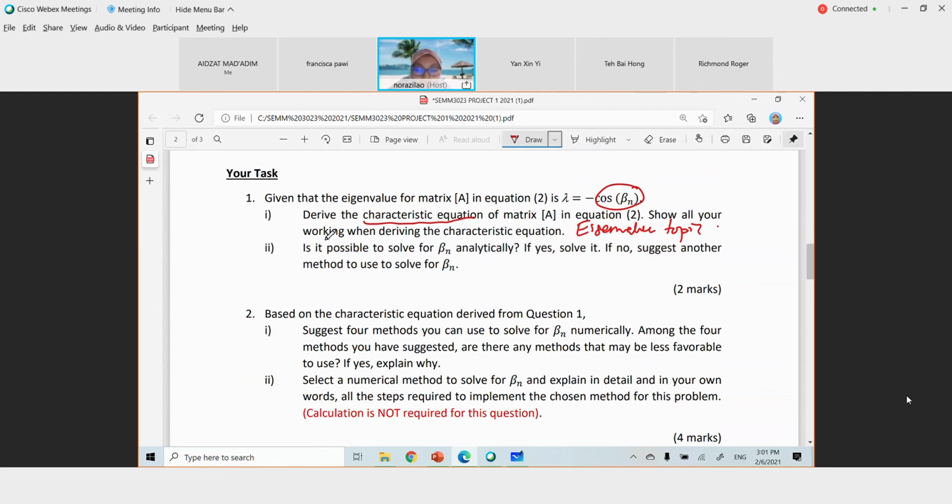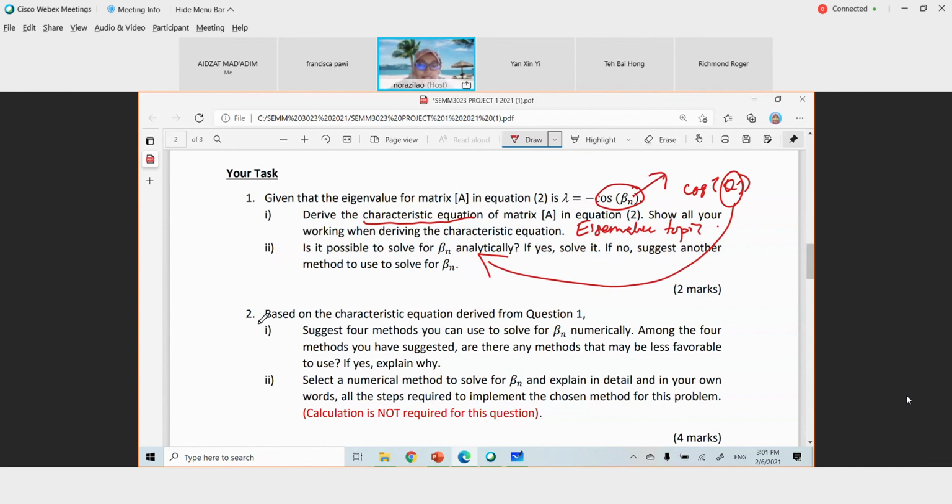And the second question: is it possible to solve for beta analytically? You need to answer yes or no. If yes, solve it. If no, suggest another method to solve for beta n. You need to check if beta n is similar to cos theta. So if cos theta, how can we determine theta? So this is question number 2.